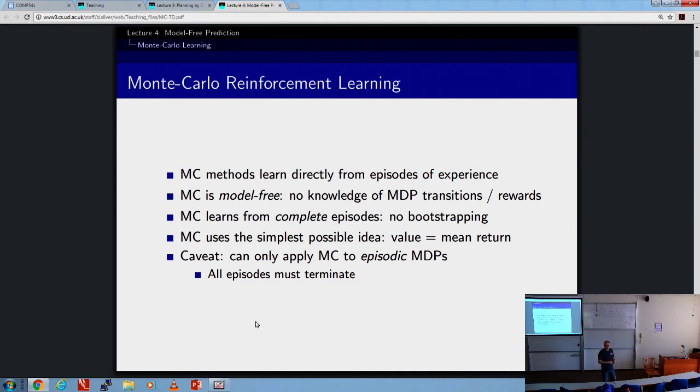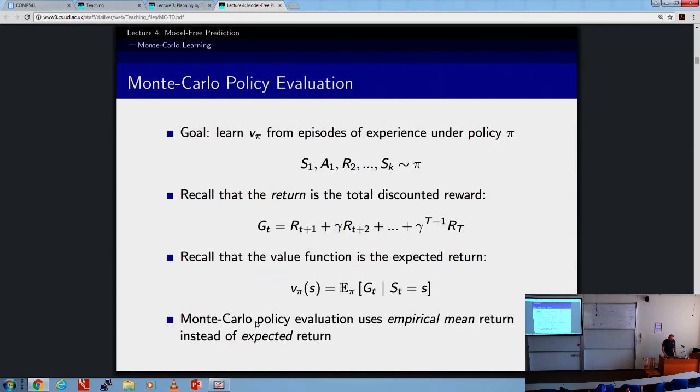Yeah? How could you say the game will end, for example, in a maze if you go randomly? Right. So the Monte Carlo methods that I'm going to mention only work for finite MDPs. Okay, so for infinite games, we're going to use TD. So these things actually require the episodes to end at some point.